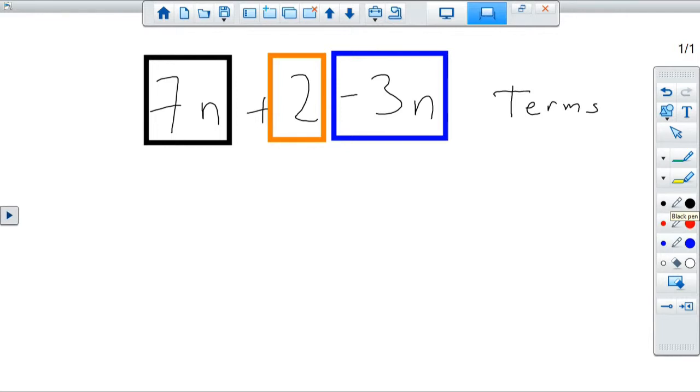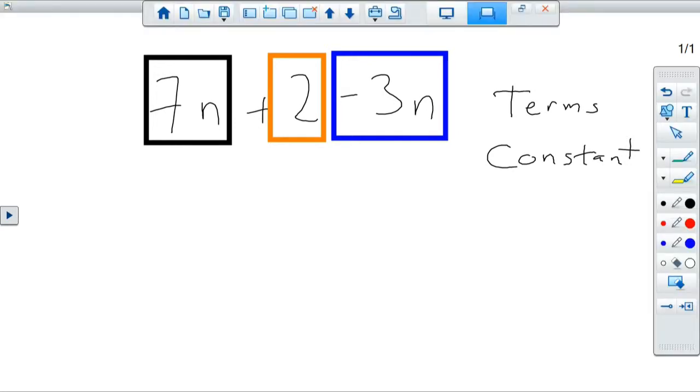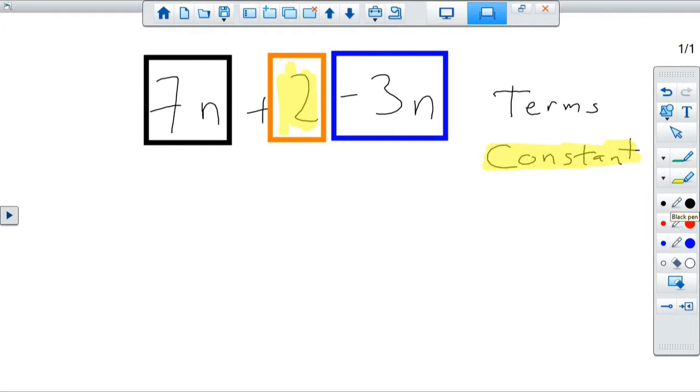Now we have different types of terms. We have what's called a constant term. Think about the word constant, like if you're constantly doing something, you do the same thing over and over. So a constant term is a term that just has the same value. It doesn't change. In our example here, the 2 is an example of a constant term. 2 always has a value of 2. It's just 2.